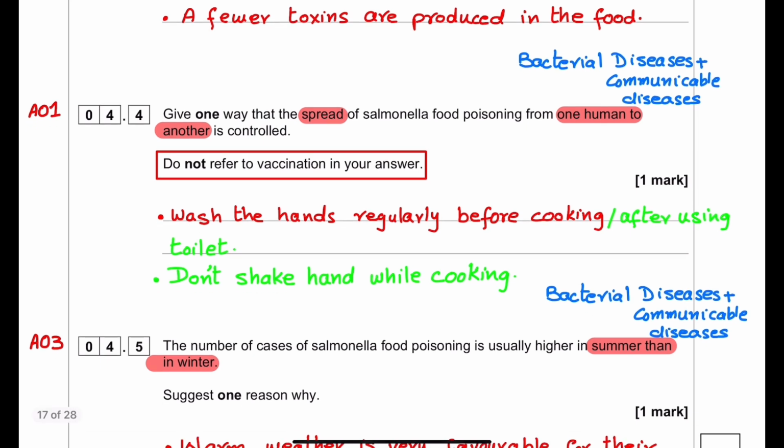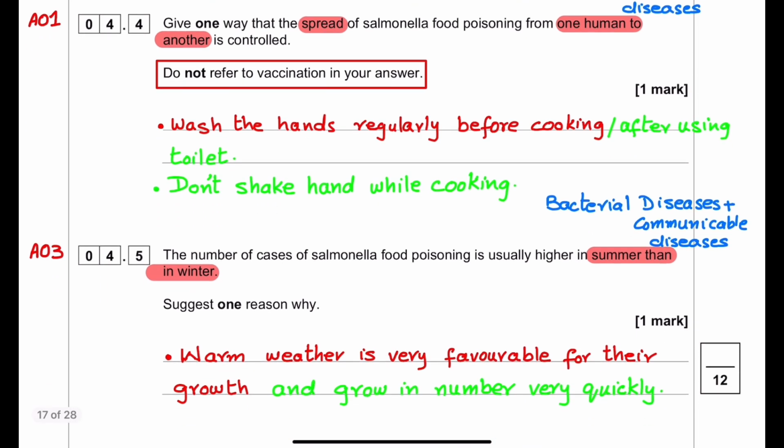Let's see the model answer. Warm weather is very favorable for the growth of the bacteria, and bacteria can grow in number very quickly. And the chances of food poisoning are very high in summer than in winter.